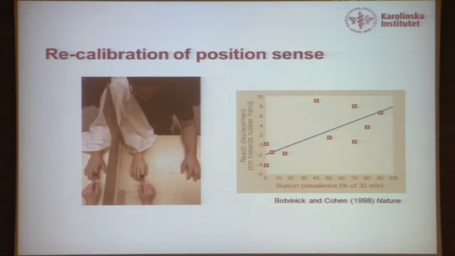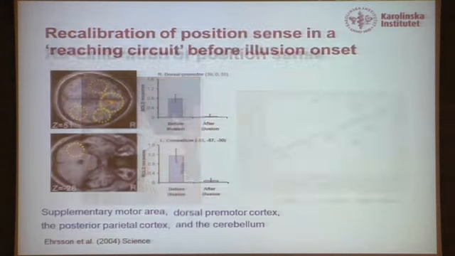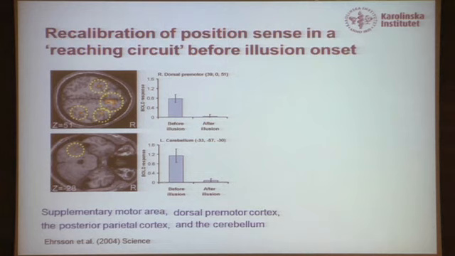You can have large shifts in proprioception, position sense, without changes in ownership. The changes in position sense can start before you experience any ownership. We scanned people, for example, and looked at the activity before the illusion starts. This is for the first 10 seconds where we brush the two hands and they don't feel any illusion. It's just a piece of rubber.